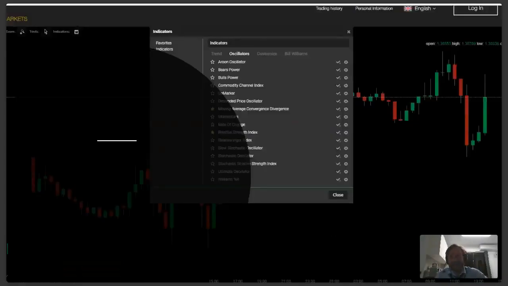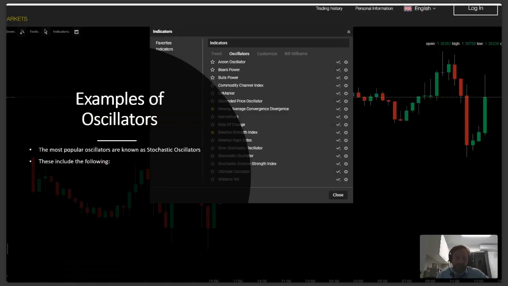Now, there are many examples of different types of oscillators, and the stochastic oscillators are the most popular. And like I say, today's part one, we're only going to go over a couple. Now, here are some examples of oscillators for you. And like I say, stochastics are the most popular, and these include the following.